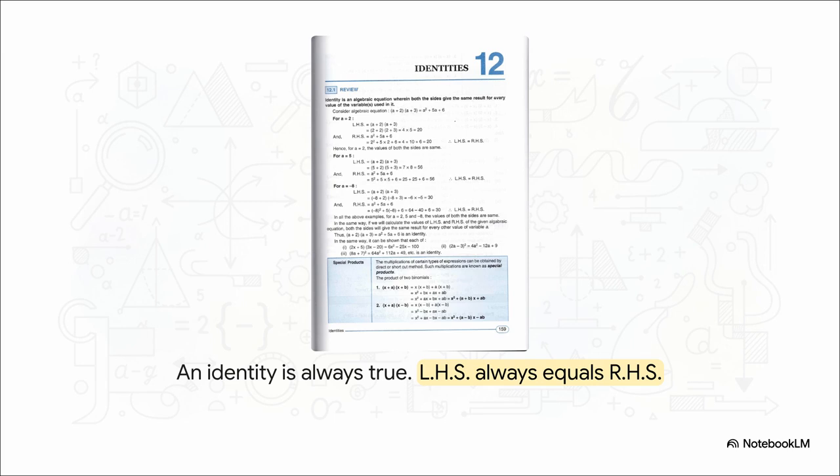And what's so cool about this slide is you can see it in action. Look at that equation. A plus 2 times A plus 3 equals A squared plus 5A plus 6. It doesn't matter if A is 2 or 5 or even a negative number, like -8. Both sides of that equation will spit out the exact same result. It's a perfect constant balance.